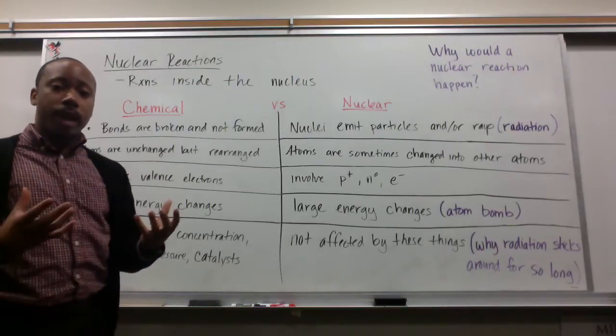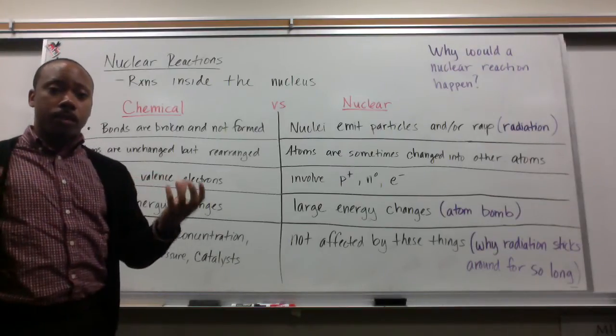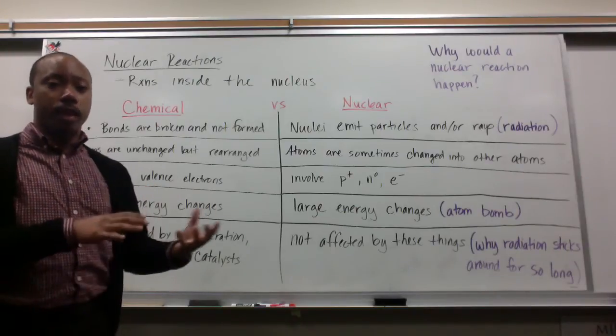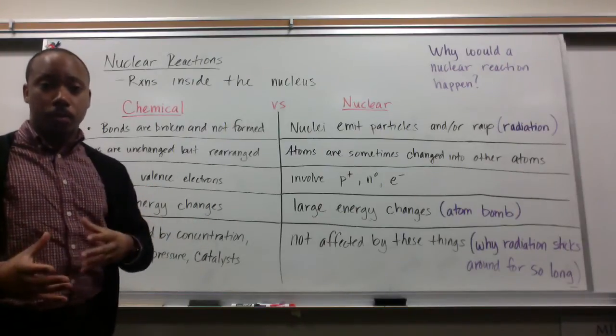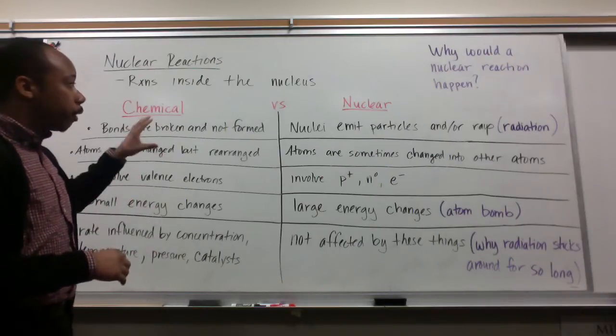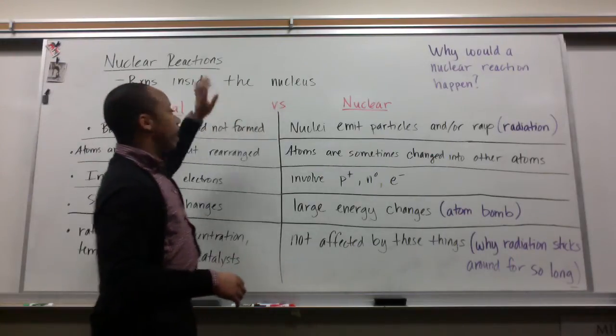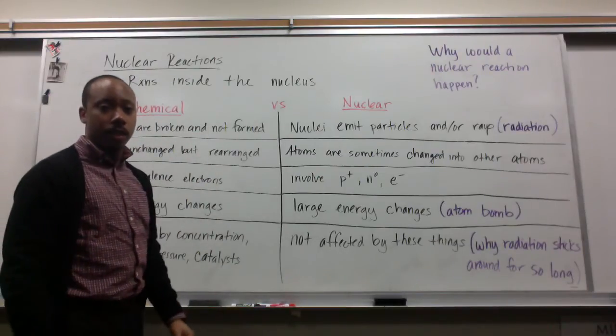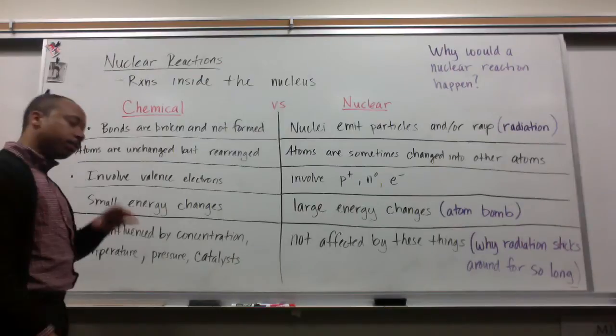As we remember, chemical reactions involve two different atoms reacting together through their valence electrons to create ionic bonds or covalent bonds and sometimes metallic bonds, which we haven't talked about, but those are chemical reactions. But differing from that are nuclear reactions. And nuclear reactions are what happen inside the nucleus. So let's talk about some differences between the two.